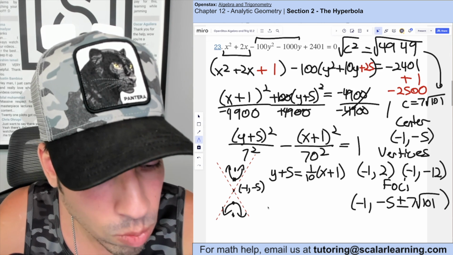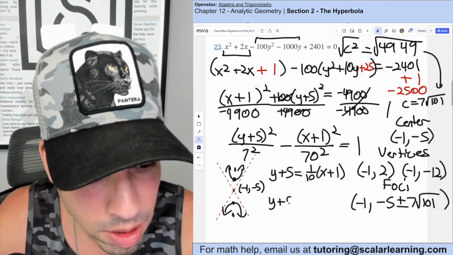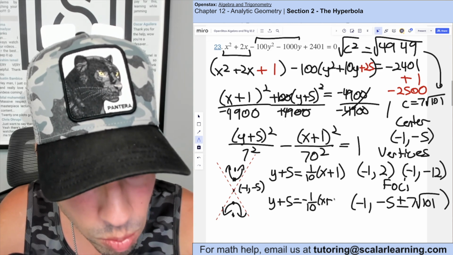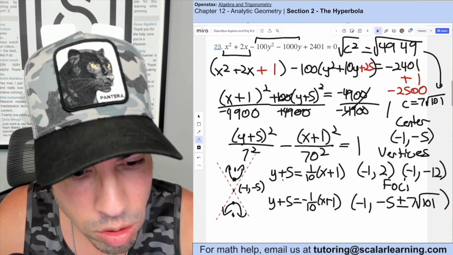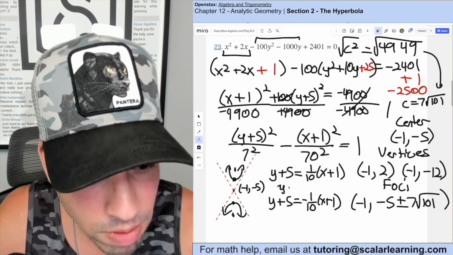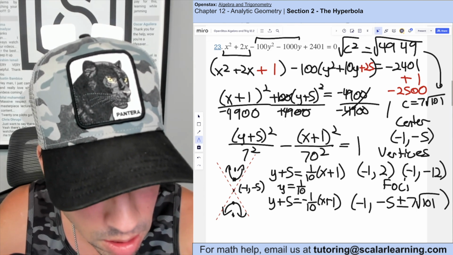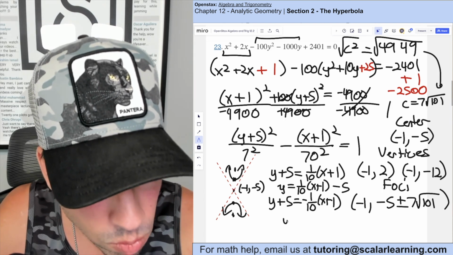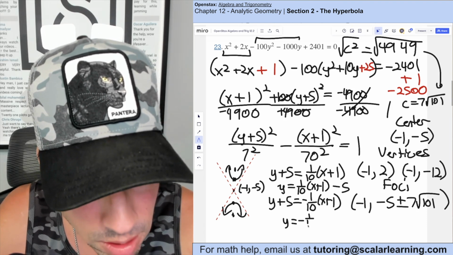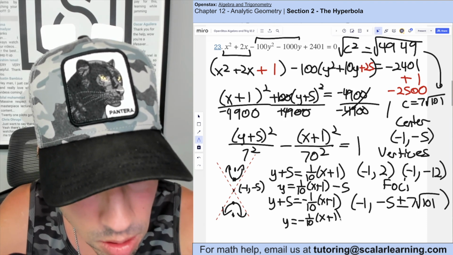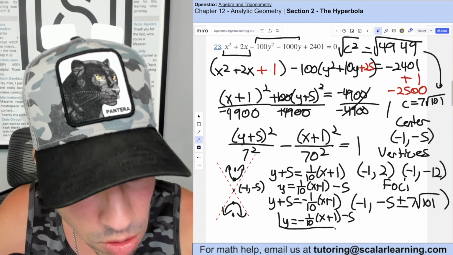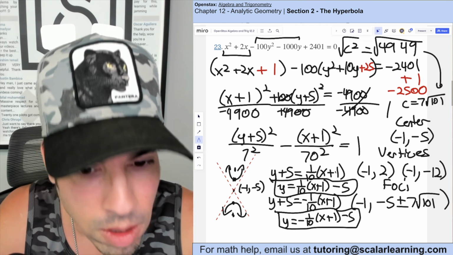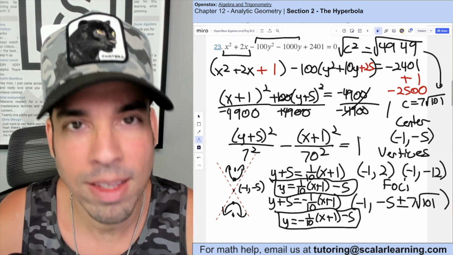And then for the second one, it's the exact same thing. Y plus 5 equals, but then the slope is -1/10, times x plus 1. And then likely in the back of the book, the only difference that they did was they moved the 5 to the other side. So they have y equals 1/10 x plus 1 minus 5. And then y equals -1/10 x plus 1 minus 5. So here are your final answers for the asymptotes, these two equations. And there's the vertices, foci. That's how you do it.